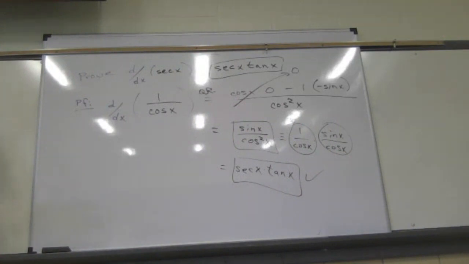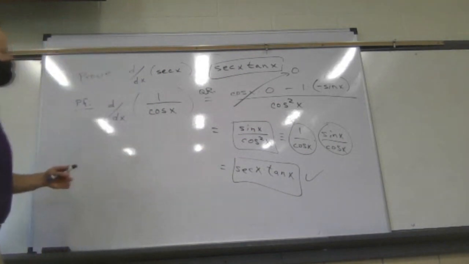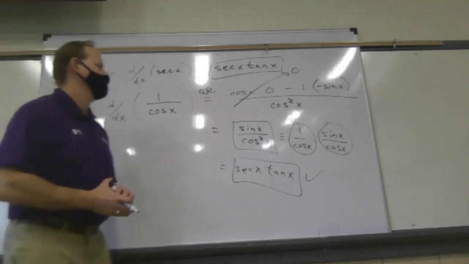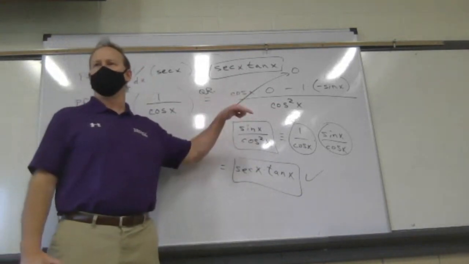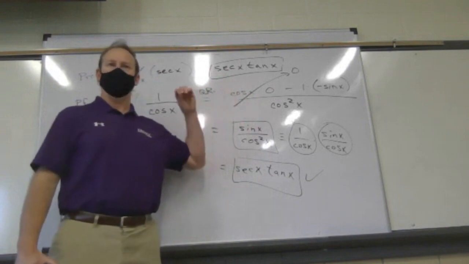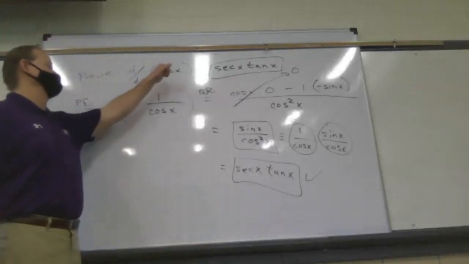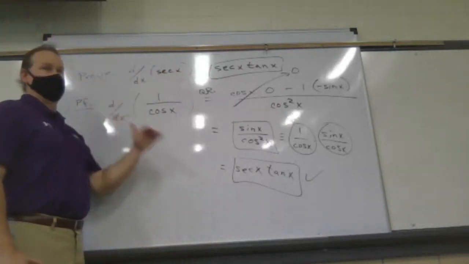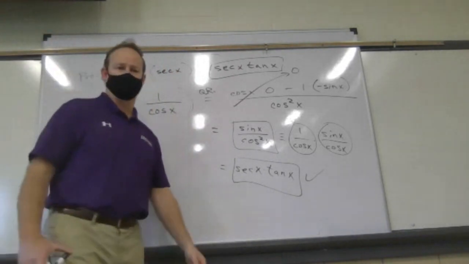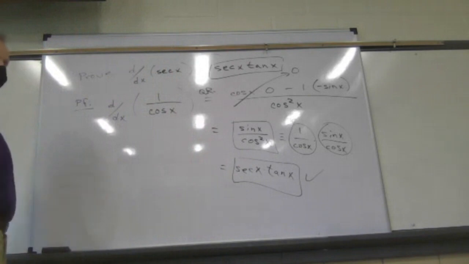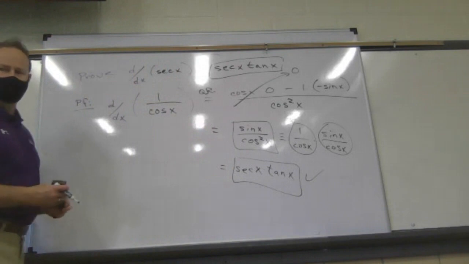So once again, if we know that the derivative of sine of x is cosine of x, and we know the derivative of cosine of x is minus the sine of x, then we can prove those other 4. So I'll let you go back and try to prove the derivative of cosecant is minus cosecant cotangent, and prove the derivative of cotangent is minus cosecant squared. So you can try those on your own as well, knowing the first 2. All right, any questions on that?